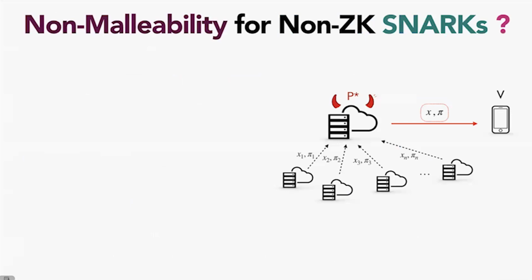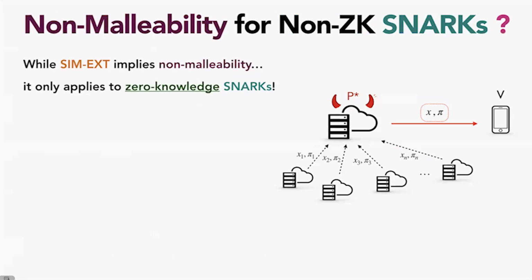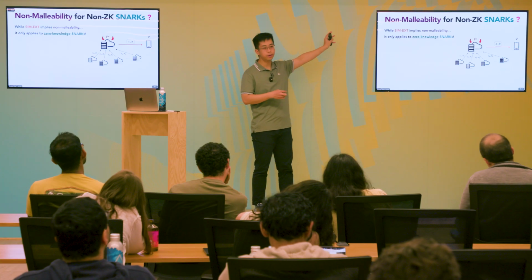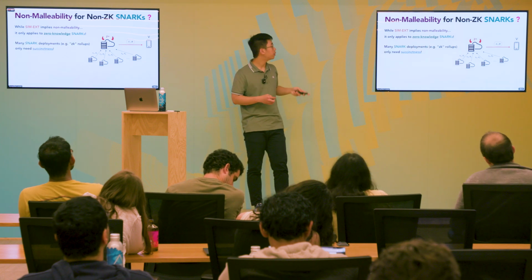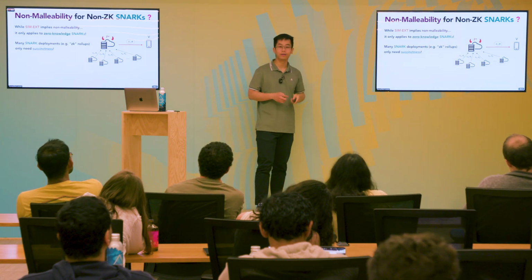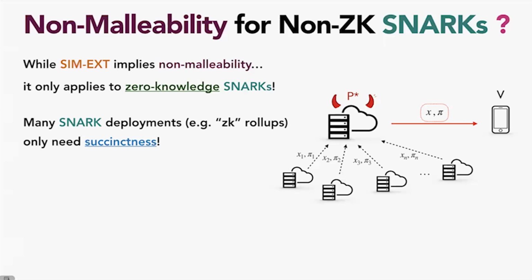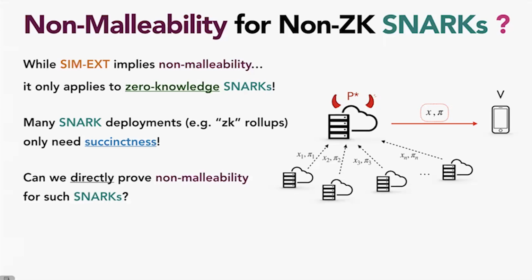The second question is what I mentioned before: for non-zkSNARKs, you just want non-malleability, right? But in all of this talk, I just assumed that the SNARK is already zk, and then I proved a stronger property called simulation-extractability. But we really just want non-malleability in some applications. Some applications, such as these so-called zk rollups, are not zk. They just want succinctness. So can we directly prove non-malleability for such SNARKs? Like for Jolt, for instance. Can we show that Jolt is non-malleable?